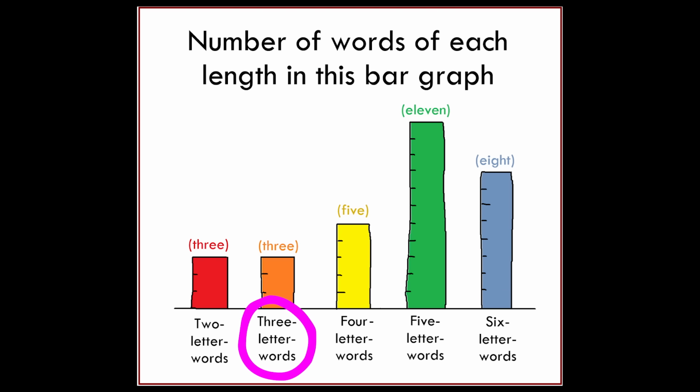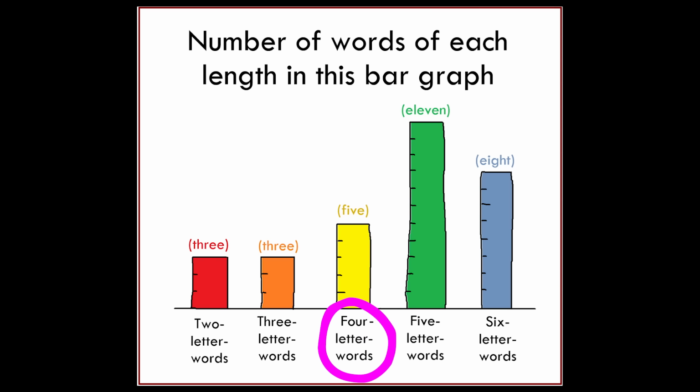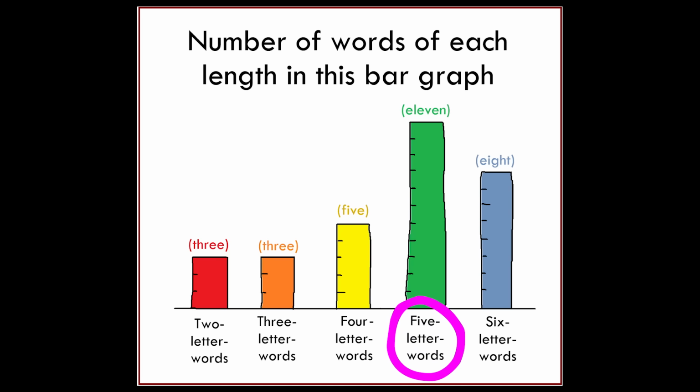What about 3-letter words? BAR, TWO, SIX. That's also 3 of them. And now what about 4-letter words? Each, this, 5, 4, 5. That's 5 of them. And of course next, what about 5-letter words?